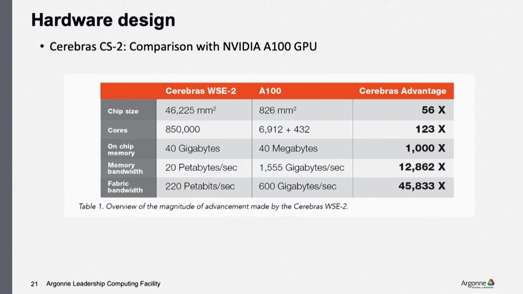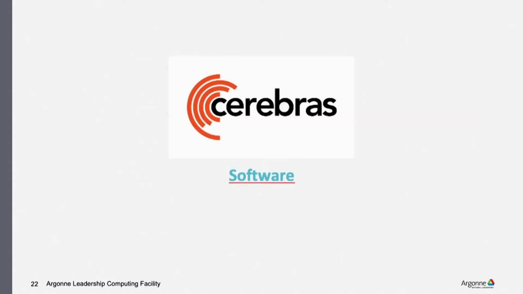And the memory bandwidth is much bigger because the memory is on chip, so the bandwidth is much higher, and the fabric bandwidth is much bigger. Compared with the A100, this design is much better if you train the model on this chip.